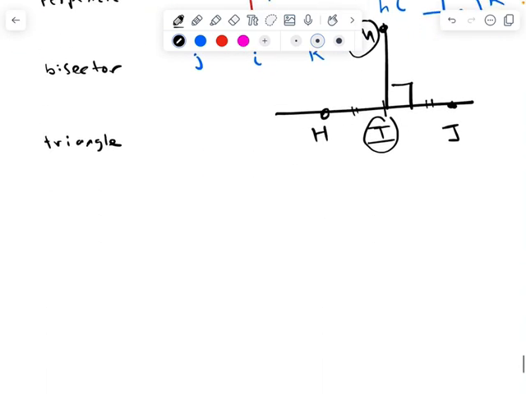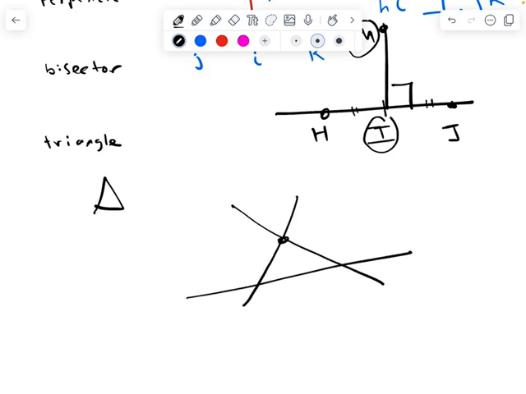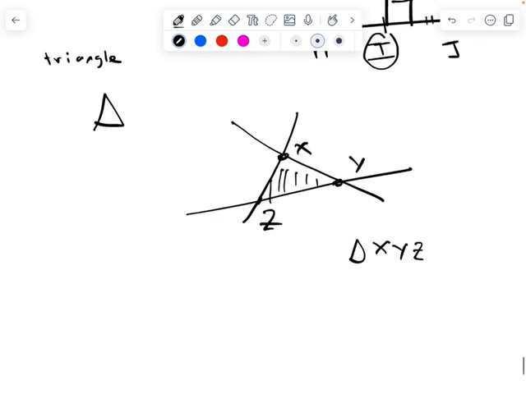And finally, the symbol for triangle is really easy. It just looks like a triangle. So if I have some figure like this, and this is X, and this is Y, and this is Z, then I can define that triangle as triangle XYZ, which is the same exact triangle as triangle YZX. The order doesn't matter when you name the triangle.